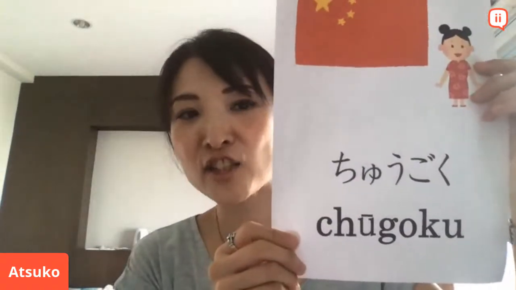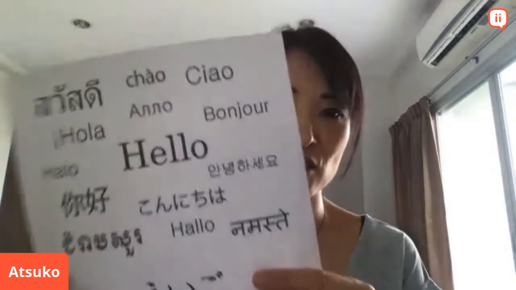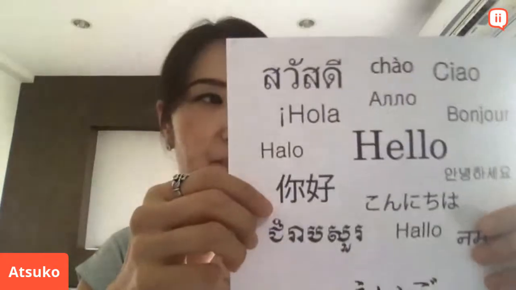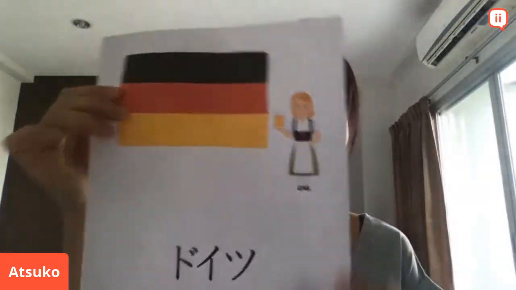Ni hao. China is 中国. So Chinese language is 中国語. Then how about English? English is not イギリス語, アメリカ語. No. English is 英語. Then how about German. ドイツ語. Okay, let's make sentences using this together.